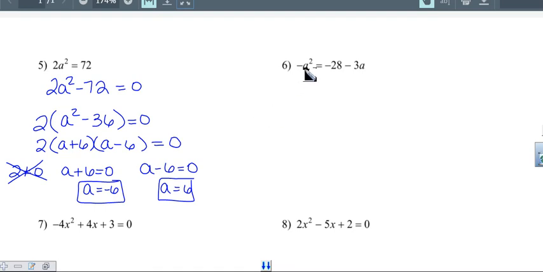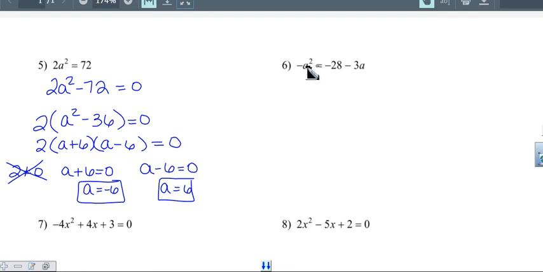Number 6. This is the first time that we've had a negative sign in front of our lead term, the a squared. So here's something you need to know. Your first term cannot be negative when you factor it. You just can't do it. So you have 2 options, and I'm going to show you both options using number 6 and number 7.